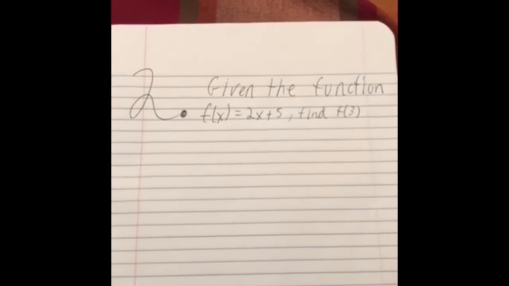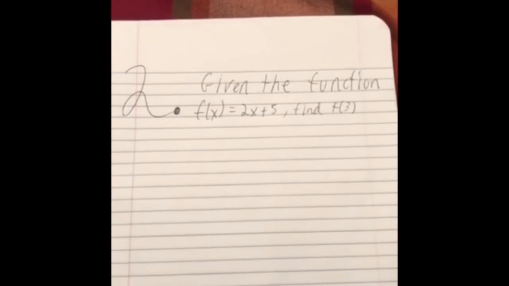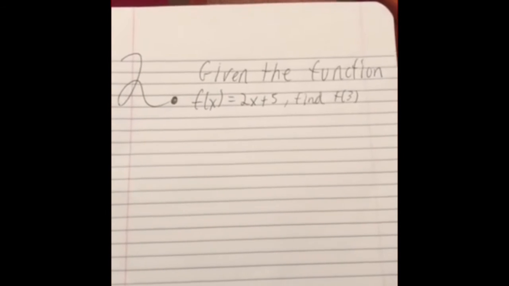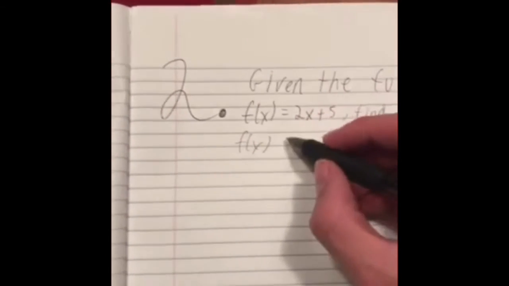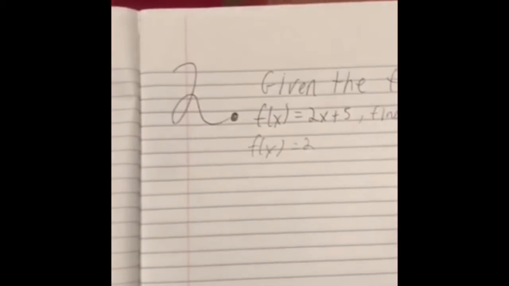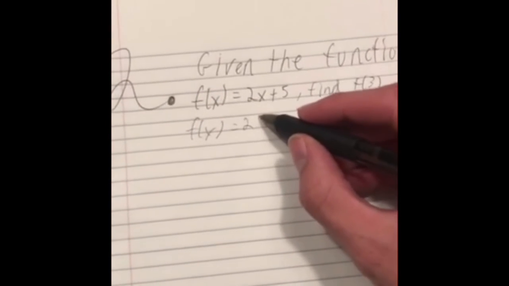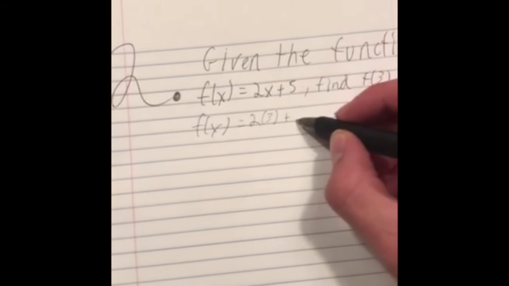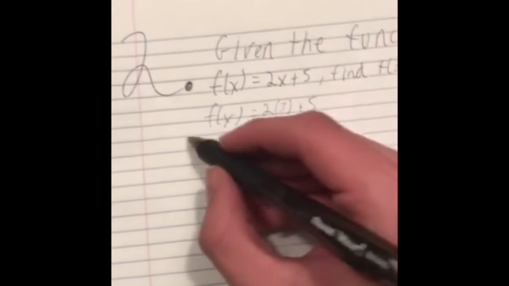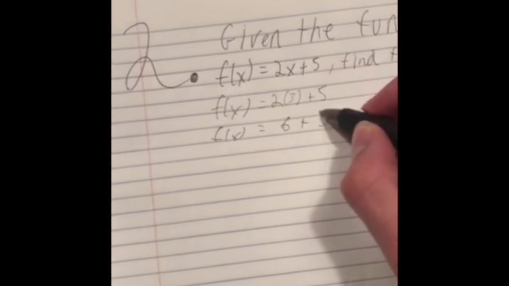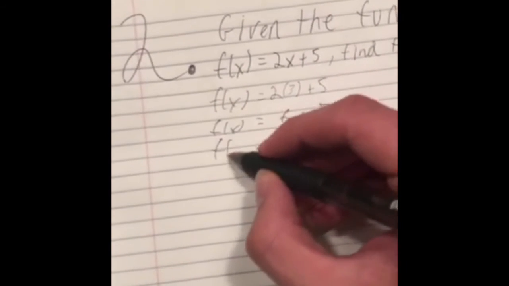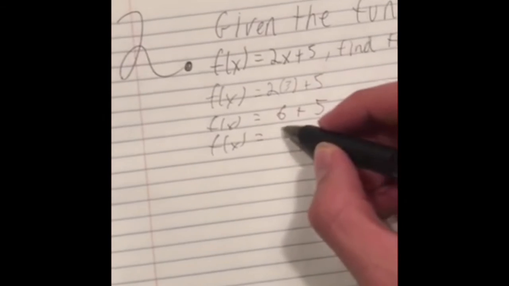If you're given the function f of x equals 2x plus 5, and you have to find f of 3, you would take the f of x and substitute the x for 3, thus making it 2 times 3 plus 5. After doing the math, 6 plus 5, f of x equals 11.